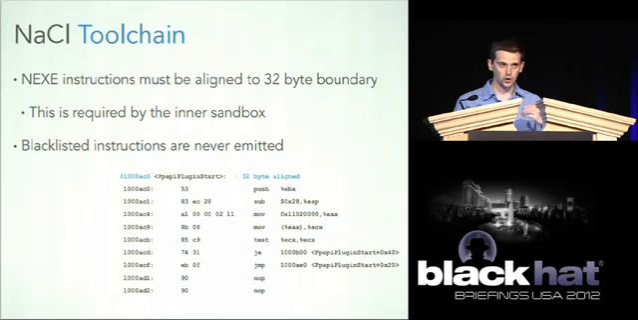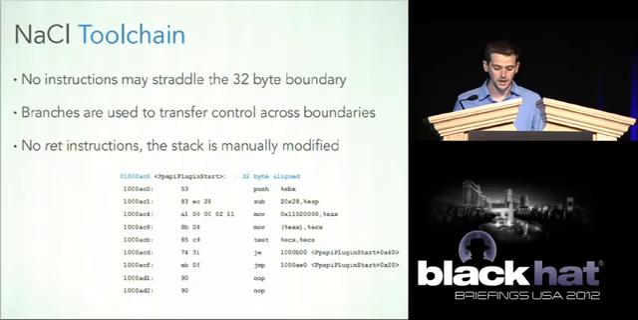So this is how we change execution. This is how we move between functions. It always has to be 32 byte aligned, and we're always going to use a branch instruction or a call instruction that can be vetted. And I'll talk about how they're vetted in a minute. Of course, no instructions may straddle that 32 byte boundary. If they do, that would mean you could hide instructions within that boundary, and that would be terrible. That would allow you to escape the inner sandbox, because on x86, you can jump into the middle of an instruction and start executing code.